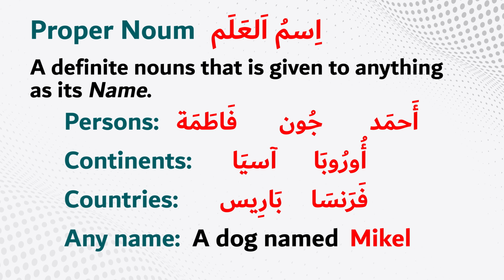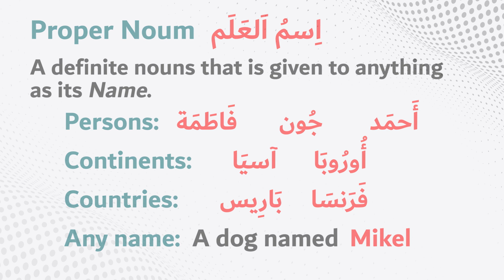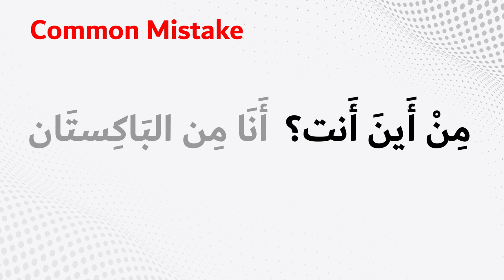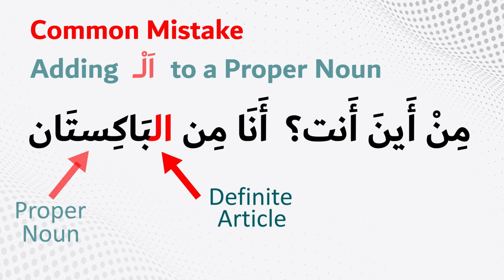And here I want to mention a common mistake many beginners used to make. I witnessed this mistake before when I was asking a student of mine, "Where are you from?" من أين أنت? He responded, أنا من الباكستان. He added the definite article here to a proper noun, which is wrong, because this proper noun here is originally definite. It doesn't need the definite article. Once we say Pakistan, we understand that we are talking about the country, because we have only one Pakistan in this world. So, it's specific.